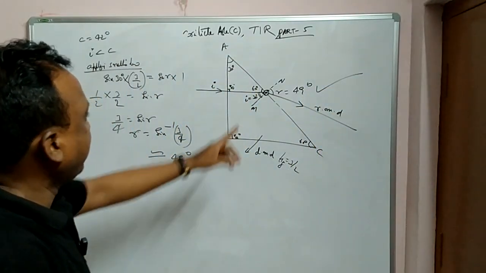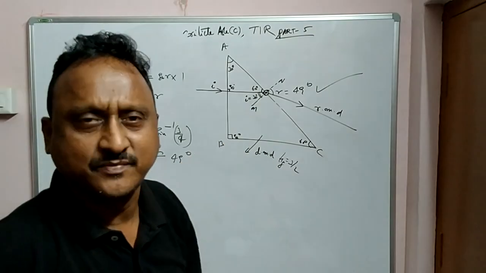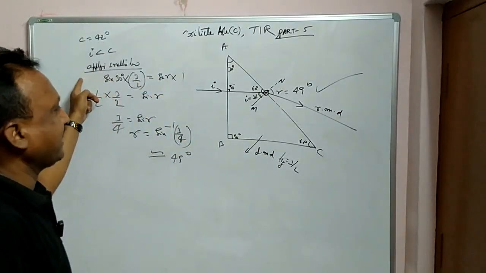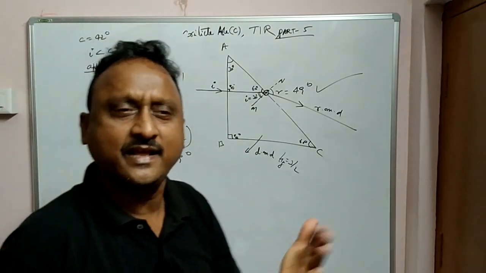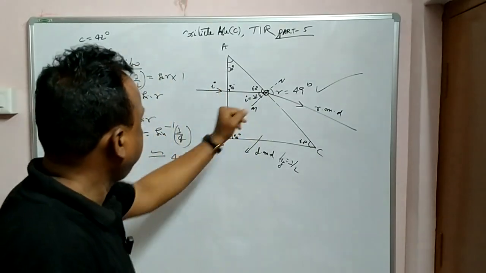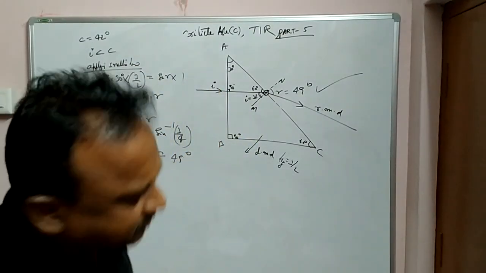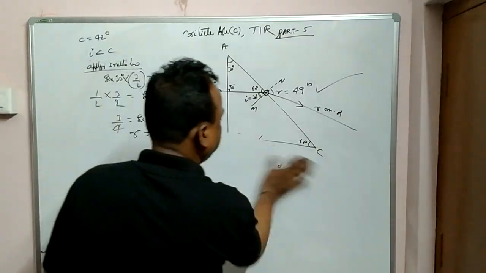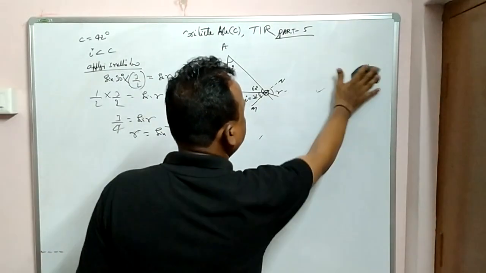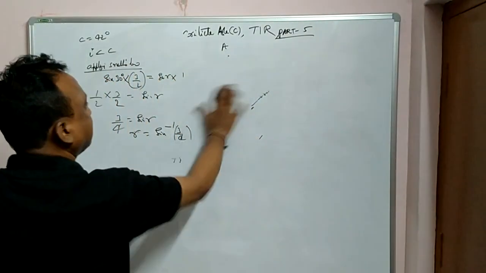Okay. So finally, what happens to the light ray? It refracts because I is less than the critical angle. If it is equal, it grazes; if greater, it reflects. So the answer is 49 degrees refraction angle. This is how you have to calculate the numericals by using Snell's law and the theory.